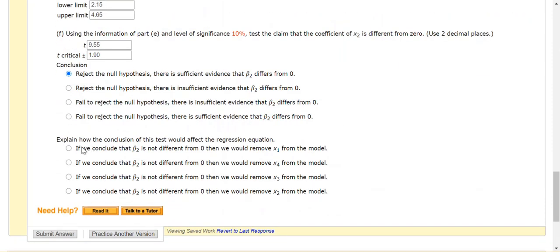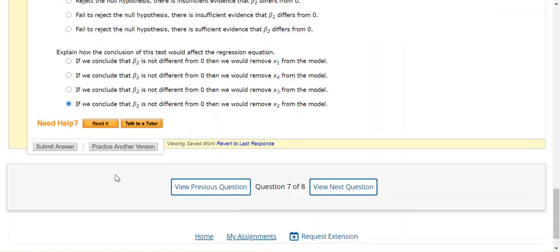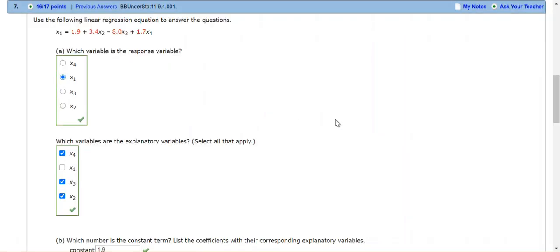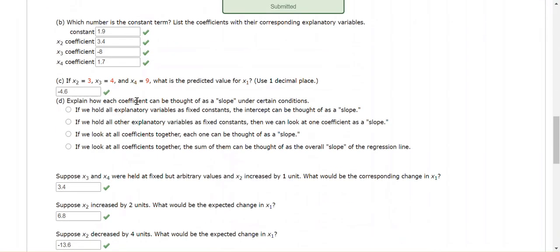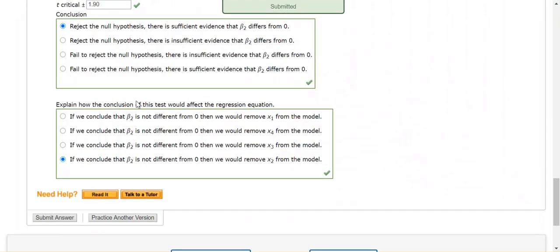So this last question explained how the conclusion of this test would affect the regression equation. Well, there's lots of stuff going on here, but if we conclude that beta 2 is not different from 0, we would remove x2 from the model. Okay, so let's check our answers. Hopefully we typed everything in correctly. And it looks like everything we did is perfectly good.